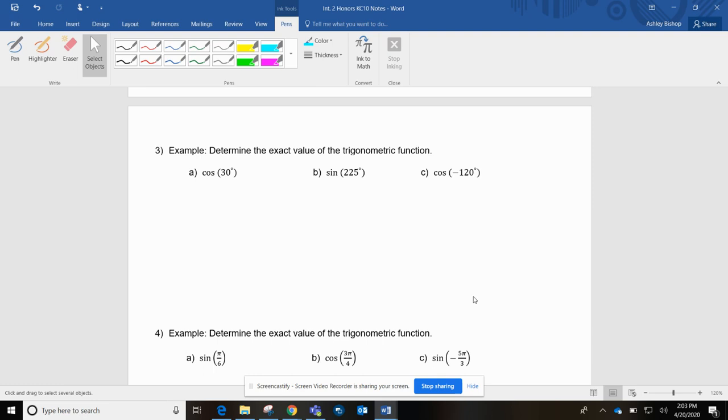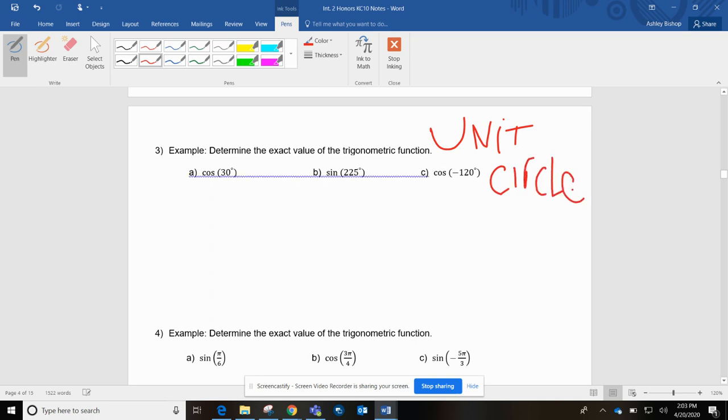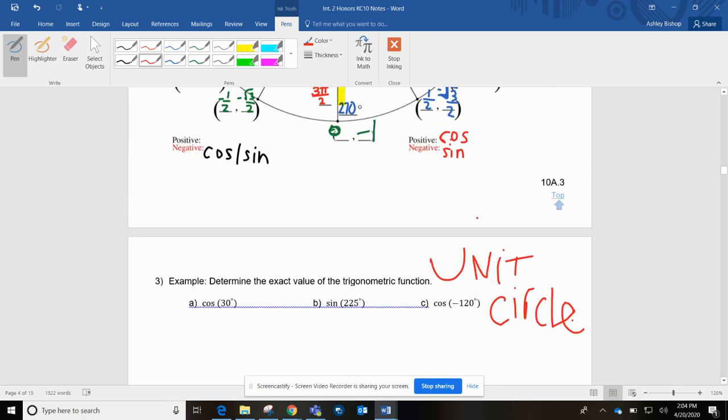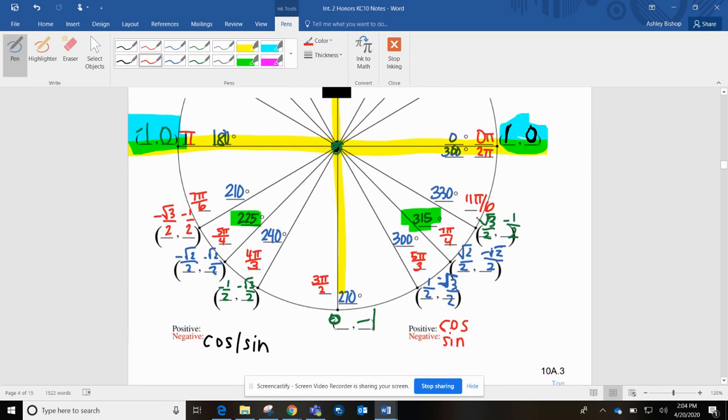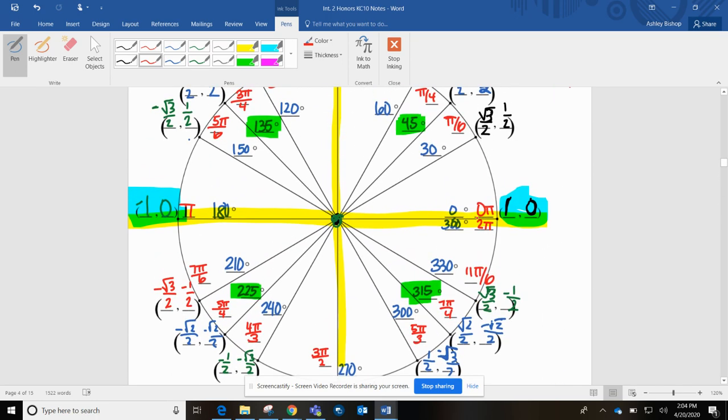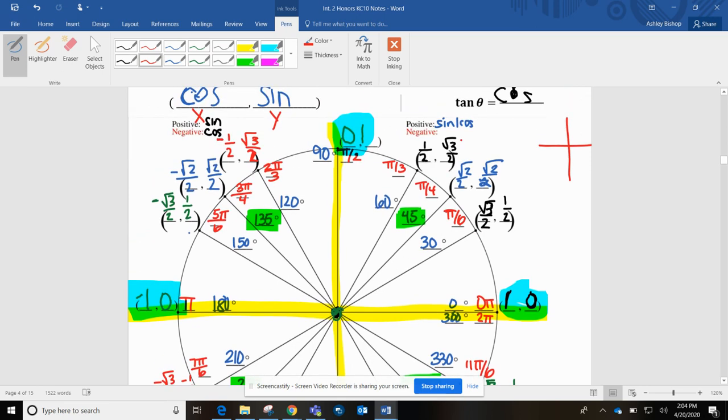So I'm on page 5 in the notes, and it says determine the exact value of the trigonometric function. It says find the cosine of 30 degrees. For these questions, you want to use your unit circle. We did all the hard work of filling out the unit circle, and it's about to pay off with how easy this is about to be. So use your unit circle and let's go find 30 degrees. 30 degrees is in the first quadrant right here.